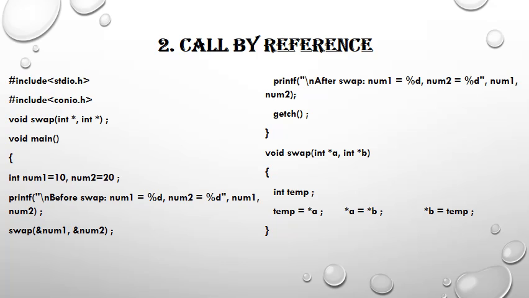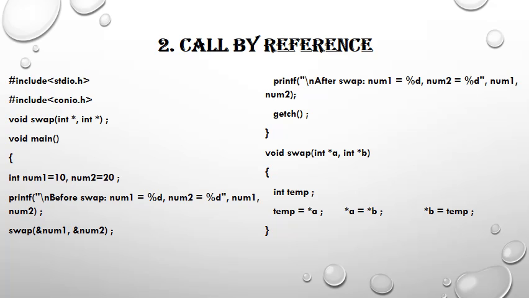The thing is that star A and star B are going to be just pointers. Coming to the main function, here we have two variables num1, num2 with values 10 and 20. So similar to the previous example, we are just displaying the values of num1 and num2 before swapping.